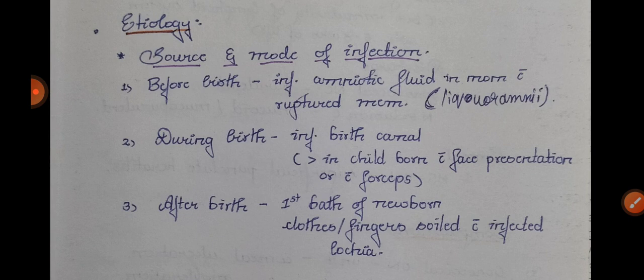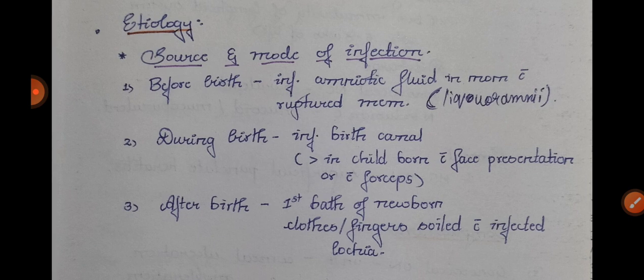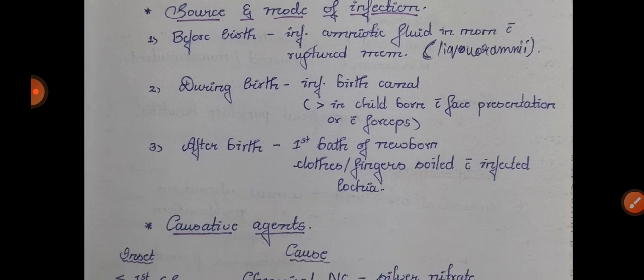During birth, it is an infected birth canal, a child born with face presentation, or infected forceps. Next, after birth: the first bath of the newborn, clothes, fingers soiled with infected lochia, etc. What is lochia? After pregnancy, the discharge that comes, like lochia rubra and lochia alba. So it can be infected before birth, during birth, and after birth. This is the source and mode of infection.